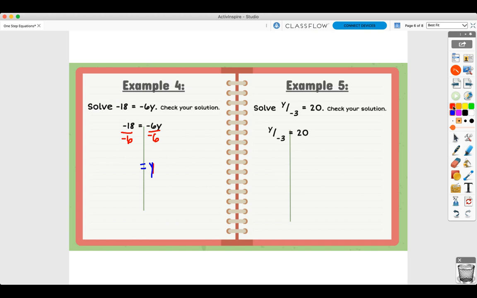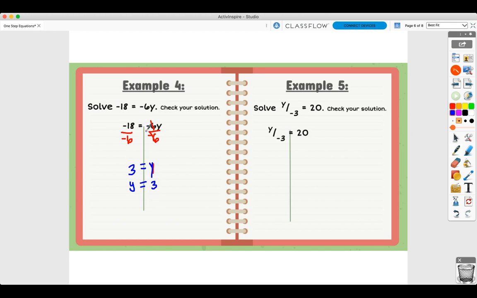So negative 6 divided by negative 6 gives you that 1, because when you divide the same numbers, it is 1. So y equals negative 18 divided by 6 is 3. Negative divided by negative is positive. And when you get to this point, all I want you to do is just take a second and rewrite it the other way.